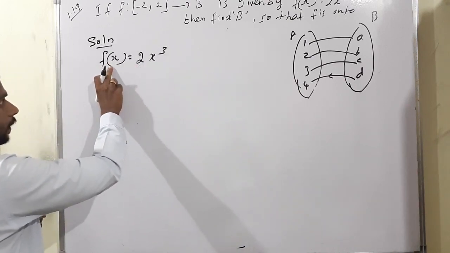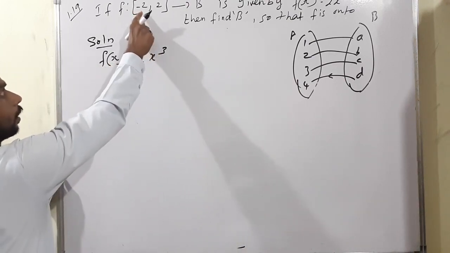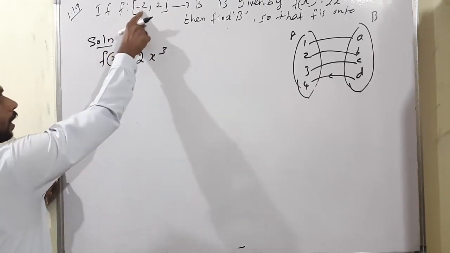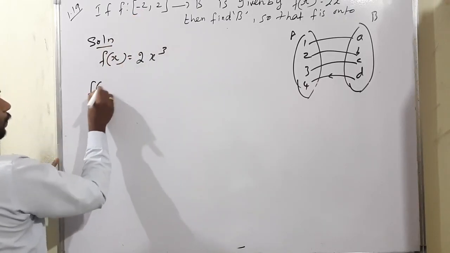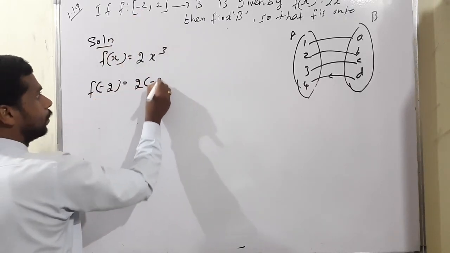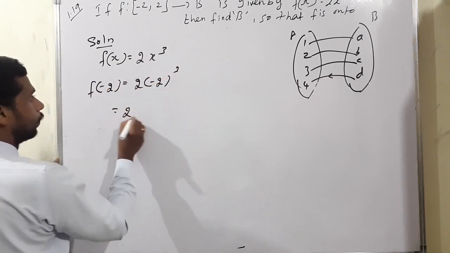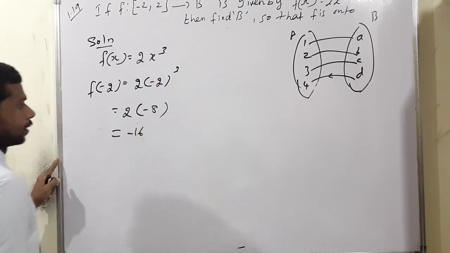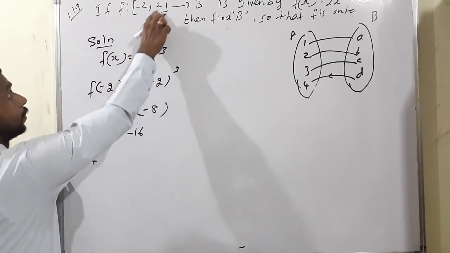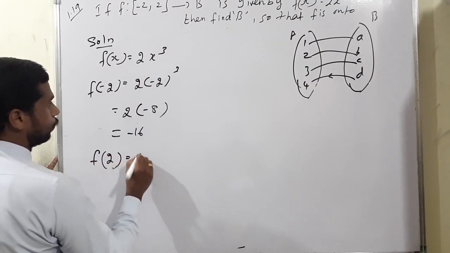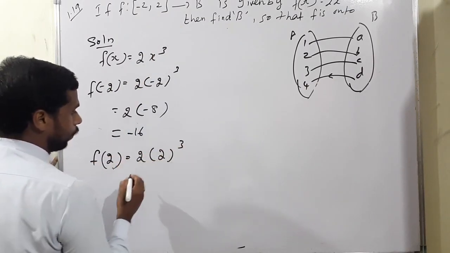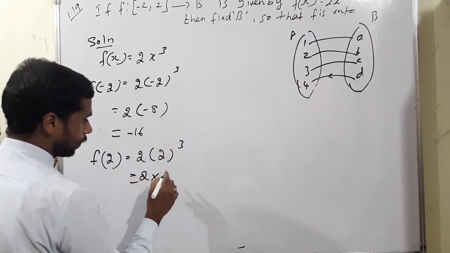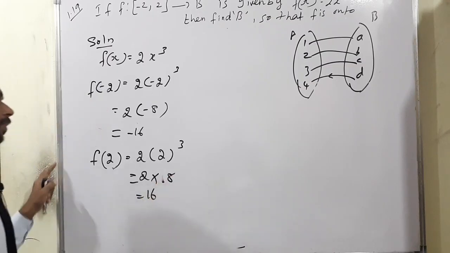The given condition is f(x) = 2x cube. The given interval is closed, which means we have to take the end values also, including minus 2. Therefore, first I am moving to f(-2). So, f(-2) means 2 into (-2) the whole cube. Minus 2 the whole cube is minus 8. Therefore, 2 into minus 8 is minus 16. Then, f(2) is 2 into 2 cube, again 2 into 8, which is positive 16.